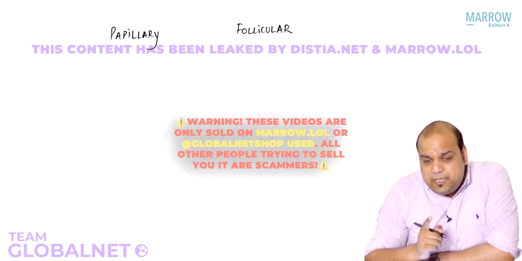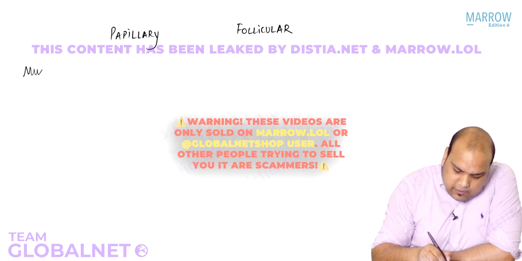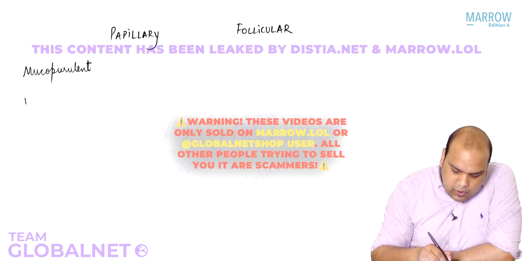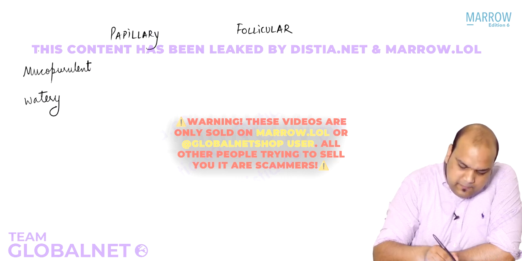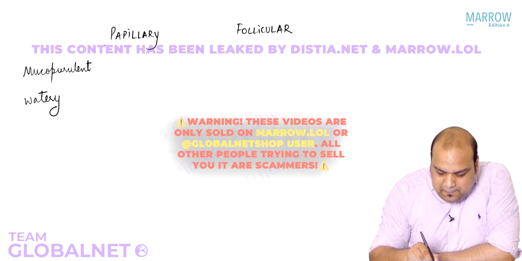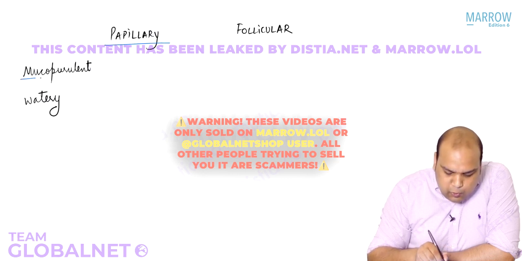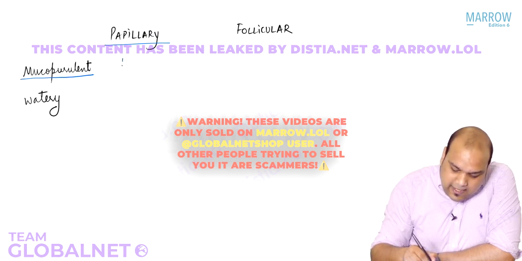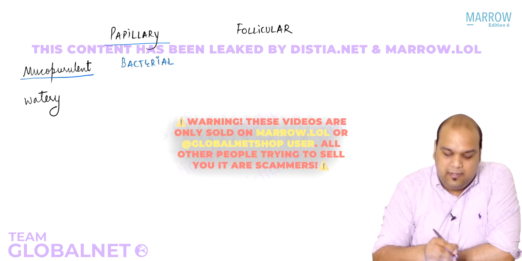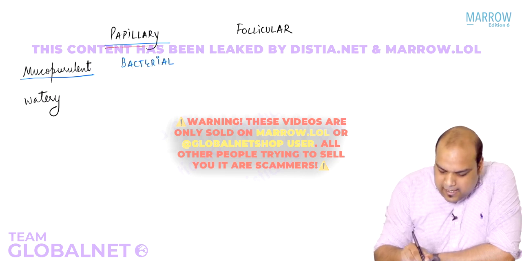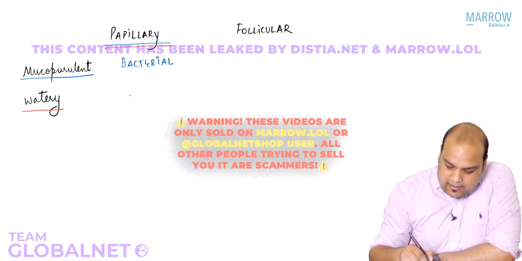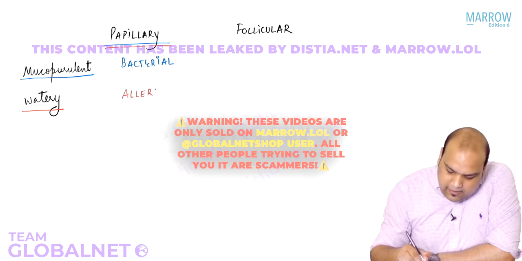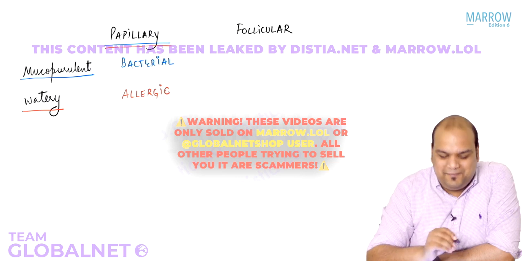And this will always be associated with a discharge. And as we mentioned, there can be two types of discharge: either a mucopurulent discharge or a watery discharge. So everybody, if I see a papillary reaction along with a mucopurulent discharge, then I always have a bacterial conjunctivitis. If I see a papillary reaction with a watery discharge, then I have an allergic conjunctivitis.